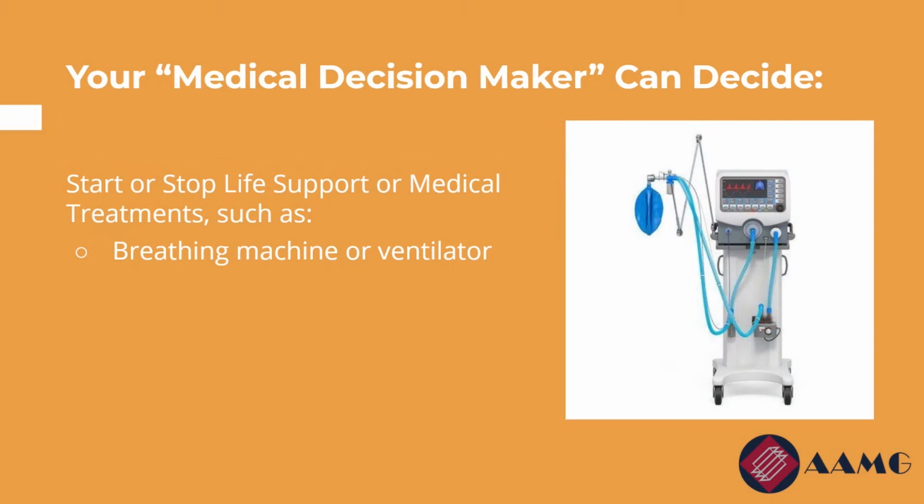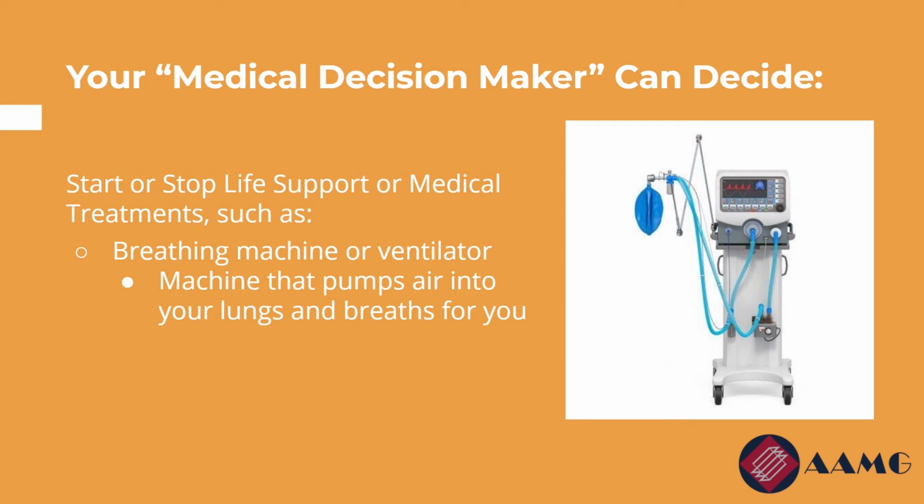What is the breathing machine or ventilator? This is a machine that pumps air into your lungs and breathes for you when you're not able to breathe on your own. And usually when you're on a breathing machine, you're not able to talk because you are intubated, and the process of intubation is when they insert a tube through your mouth and then into your airway. And by doing this, a patient is able to be placed on a ventilator to assist with their breathing.